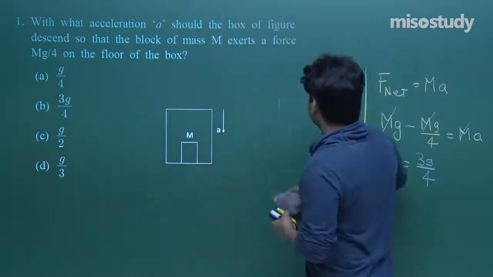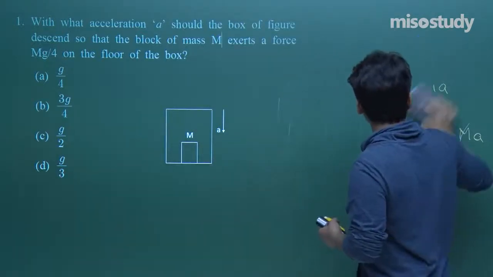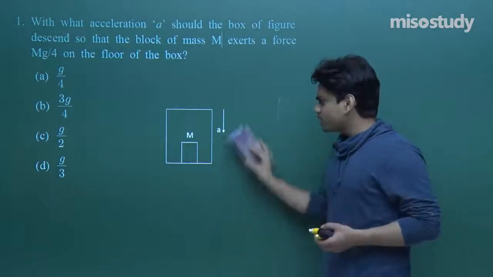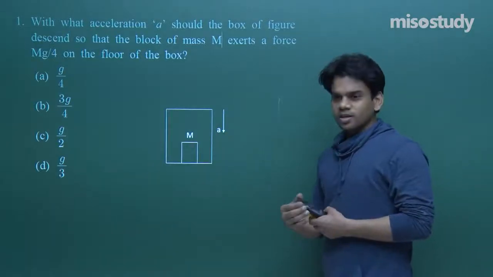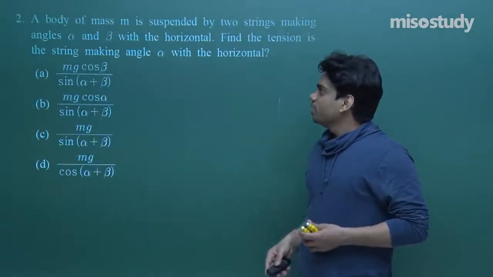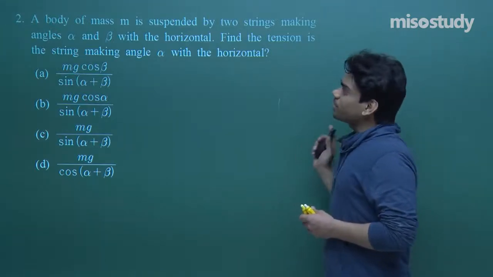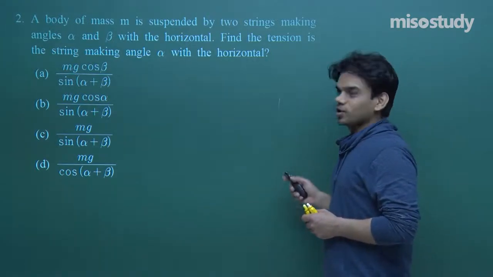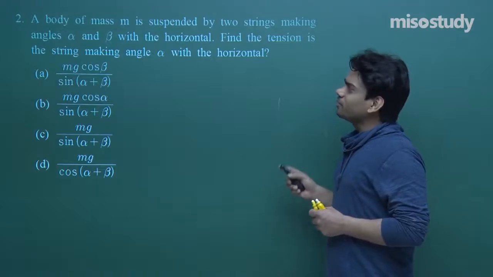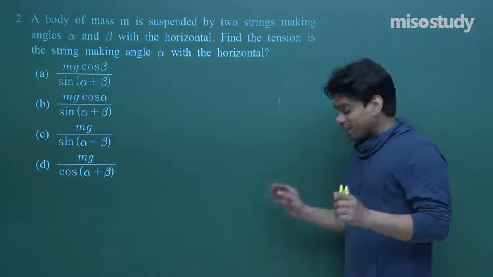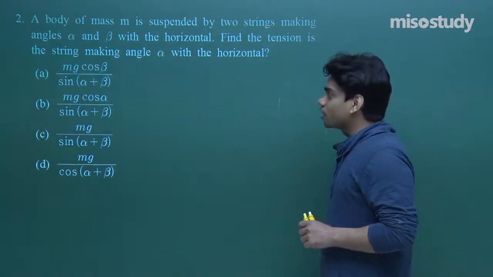I believe that this is pretty much clear to you all how to solve such kind of question. That's also obvious, it's a very simple question, not too tough. Let's go ahead. Second one: a body of mass small m is suspended by two strings making angles alpha and beta with the horizontal. Find the tension in the string making angle alpha with the horizontal. So need not worry about the diagram, I will be drawing it for you all. How will it look like?